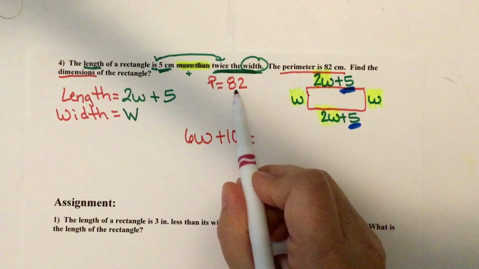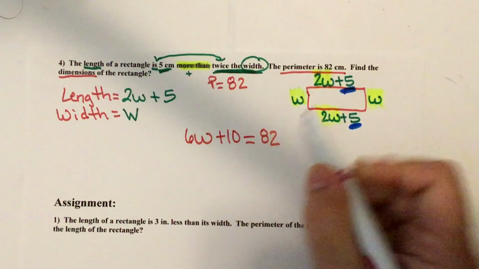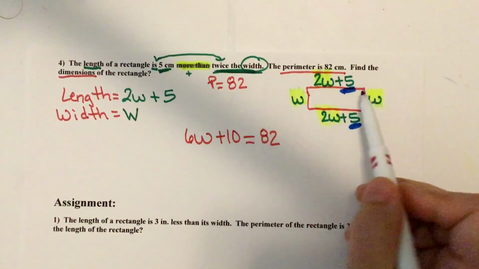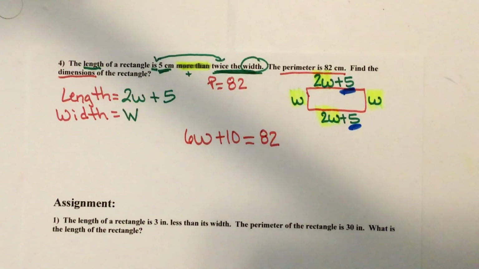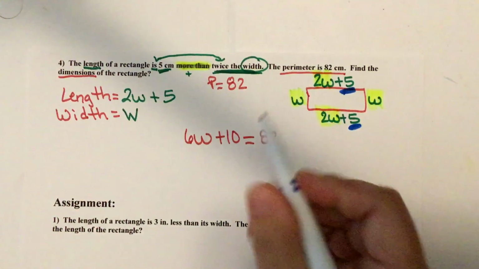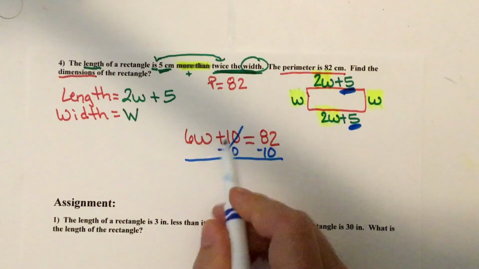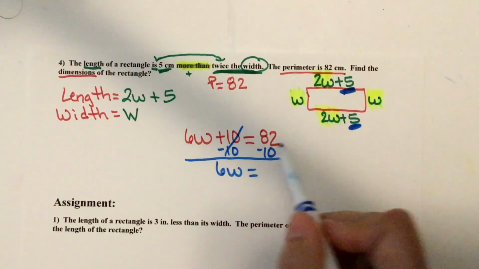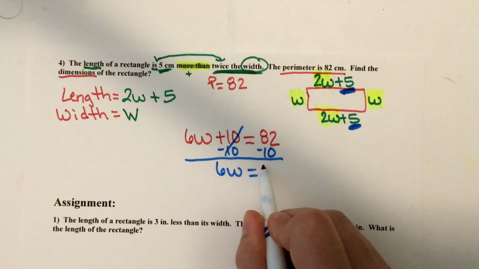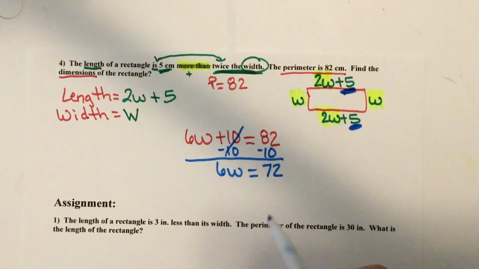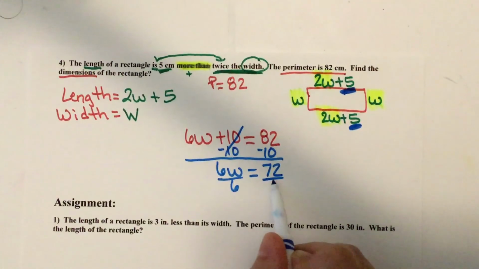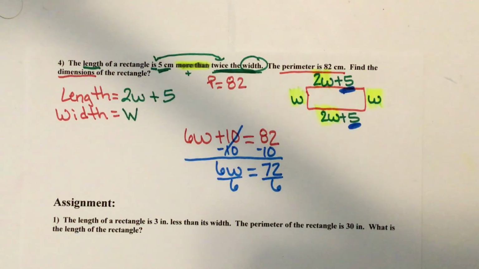And that's going to equal 82, because the perimeter is a distance around. And this is what we got, 6W plus 10 when we added all those sides. Okay, what do you think you do first? You're going to subtract the 10. To get rid of addition of something, you subtract it. The 6W comes down. 82 minus 10 makes 72. And then how do you get rid of the 6? You divide. So we're going to divide both sides by 6. And if you take 72 and divide by 6, that makes 12.